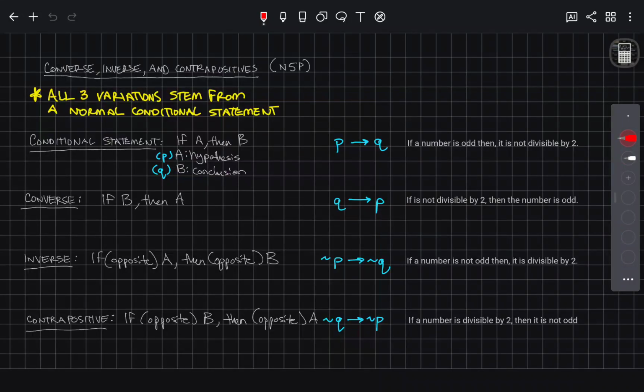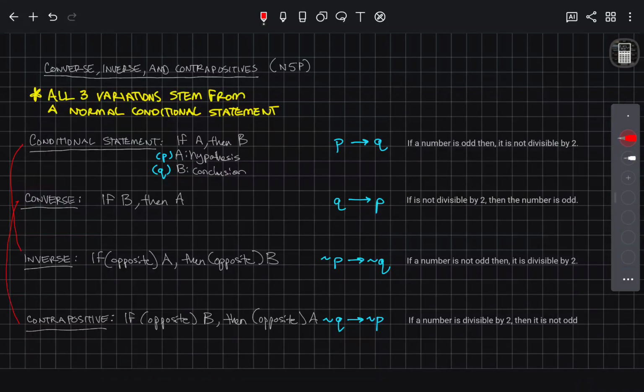So you can see that the conditional statement, just the regular old one, and the inverse are going to be attached to each other. You can remember that conditional statements and inverse conditional statements are connected: if A, then B, if opposite A, then opposite B. Converse and contrapositive are going to be connected because they do the reverse of what the original conditional statement was saying. Instead of if A, then B, we know that converse was if B, then A. So A and B switch.